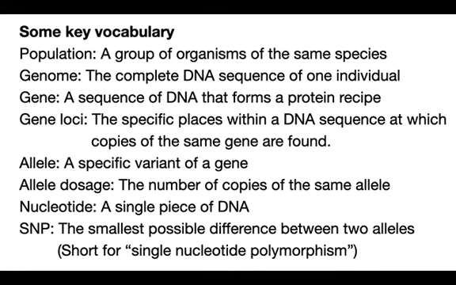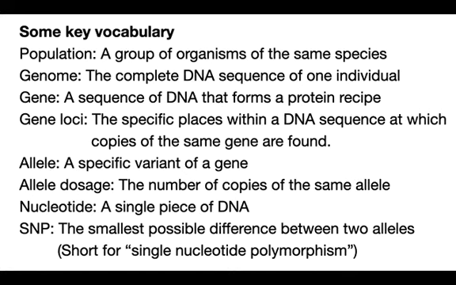So let's talk about some key vocabulary. First, we have to identify a population. When we talk about a population, we're talking about a group of organisms that are of the same species. There's a concept in ecology called a community, which assembles populations from different species, but we're going to focus just on populations today because we're talking about genetic variation, so let's stay within a single species for the most part.